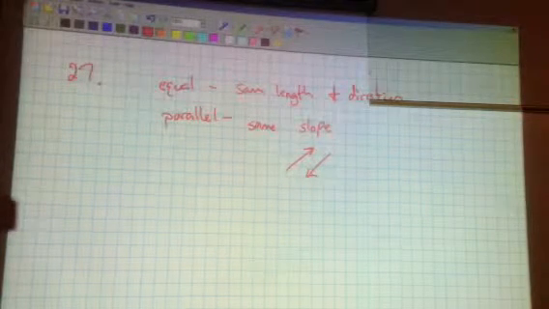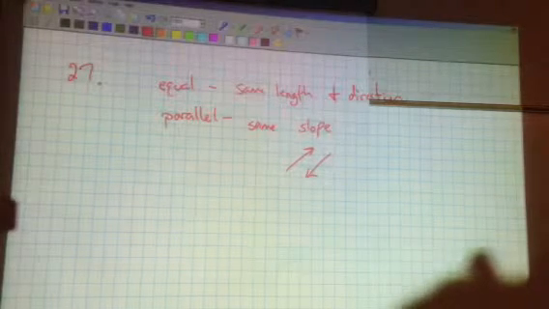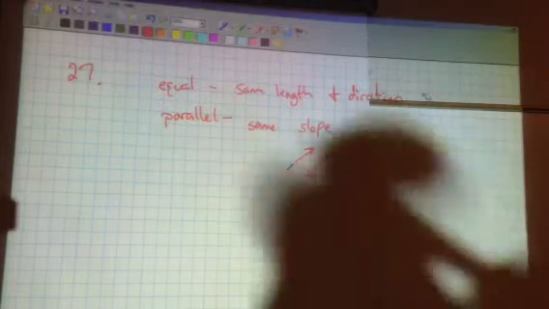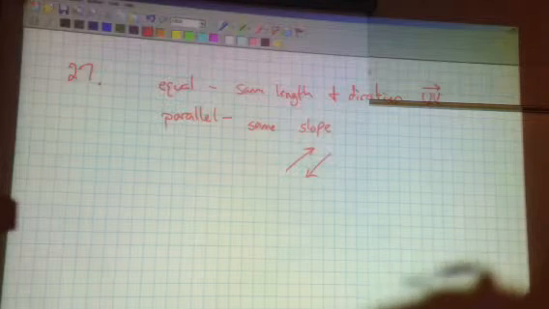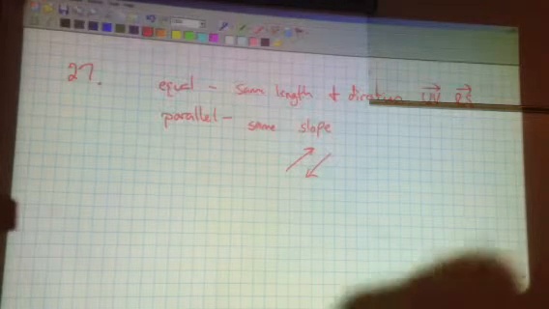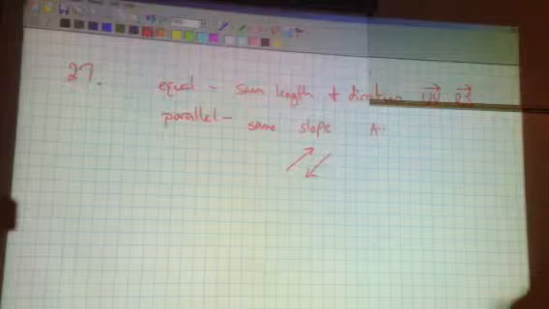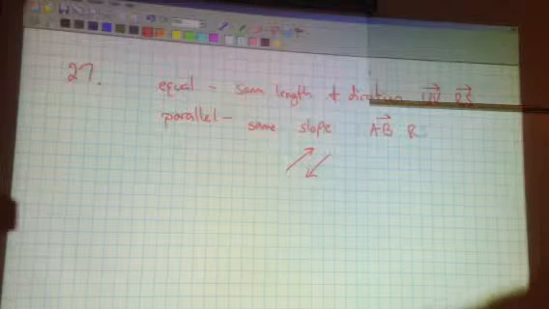So when you look at that, you can say the ones that are equal are going to be vector UV and RS. And the vectors that are parallel in that picture are AB and RS.